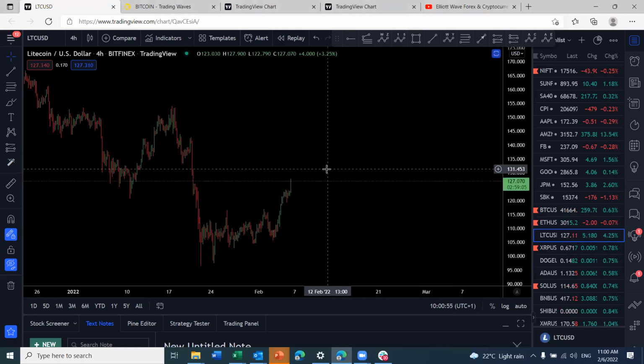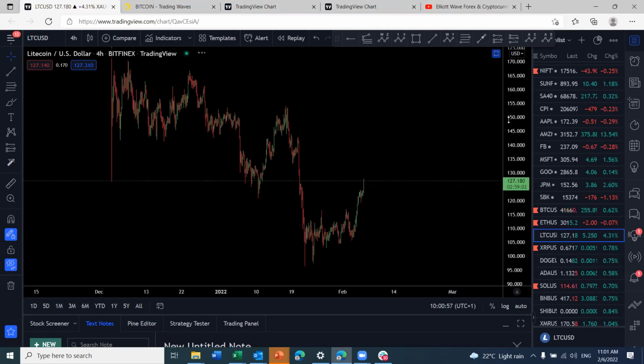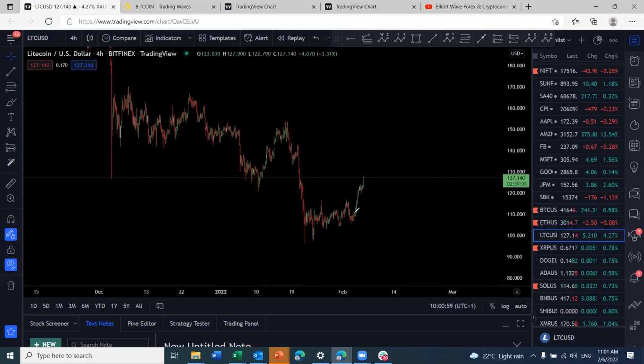Litecoin, so we look at Litecoin, also has made a 3-wave pullback. We have to consider this. We have to look at this. Are these 3-wave pullbacks going to play out, or are they the start of the 5-wave moves to the upside?